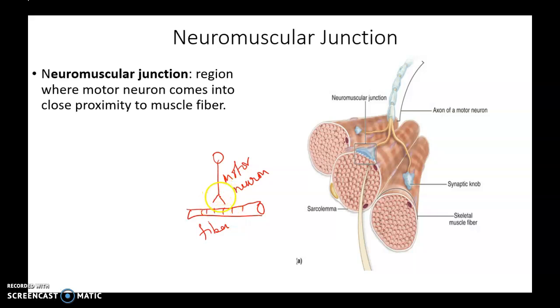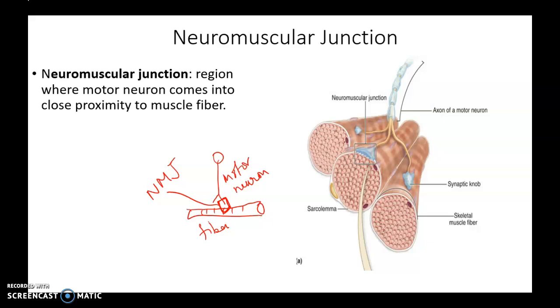The junction between the motor neuron and the muscle fiber is called neuromuscular junction, popularly known as NMJ. So it's a region where a motor neuron comes into very close proximity to a muscle fiber. I want you to understand that the motor neuron is not touching the muscle fiber. It's in very, very close proximity. Okay.